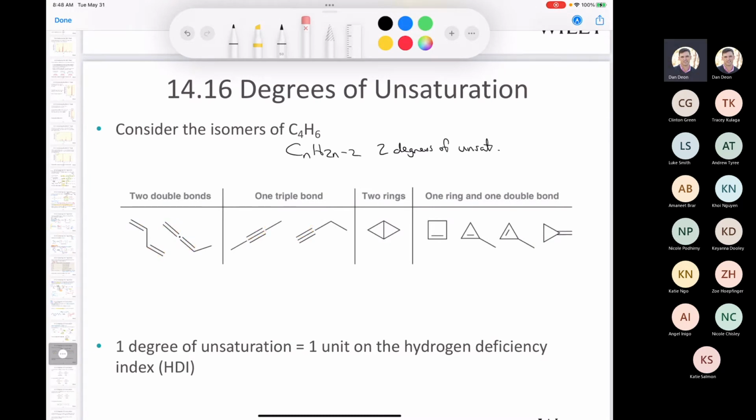Okay, but what if you took this compound and you ran the IR, and then you saw that you had an absorbance at around 3,300 centimeters to the minus 1? That would mean that you have a terminal alkyne like this. And so that is the kind of rationale that we want to take. All right, so 1 degree of unsaturation equals 1 unit on the hydrogen deficiency index. And so sometimes I'll say U for unsaturation, and other times I'll just say HDI.